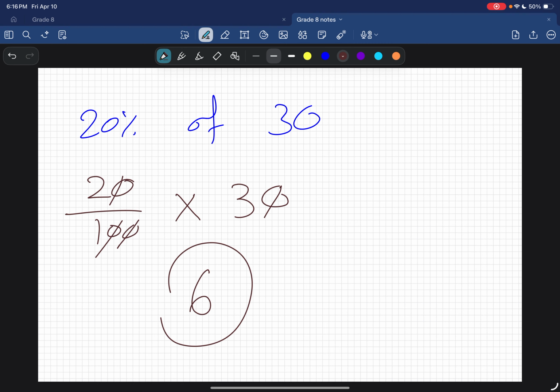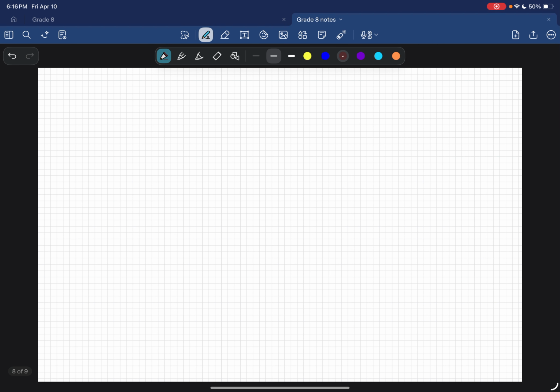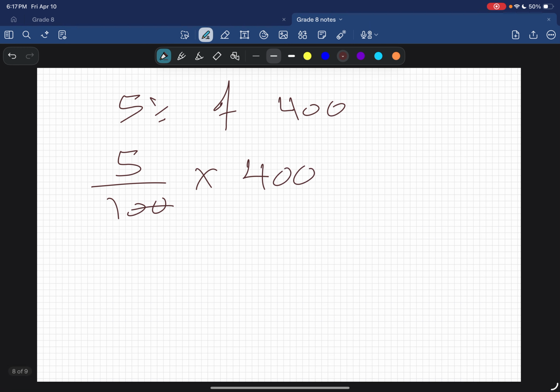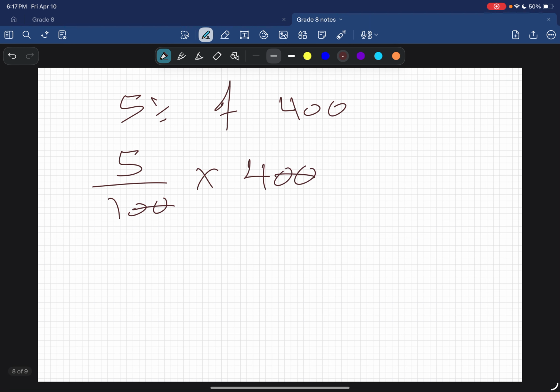Another example would be 5% of 400. The same thing, 5 over 100 multiplied by 400, as you can see here. Cross the zeros out. 5 times 4 is going to be 20, guys. It's really, really easy, right? So 20 is 5% of 400, which is a really important thing to know here, guys.